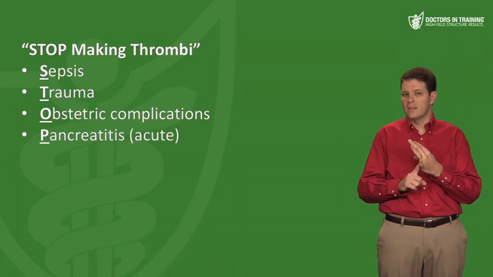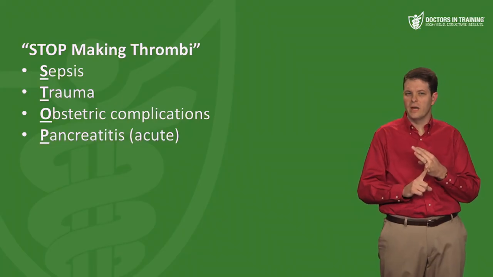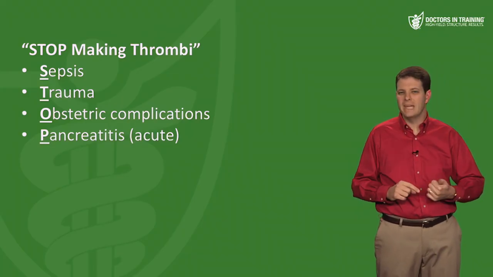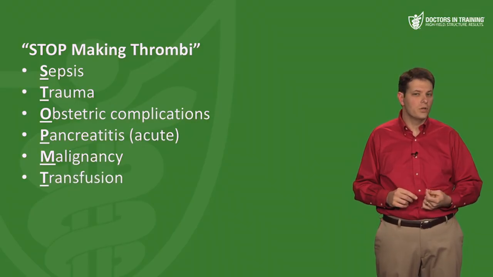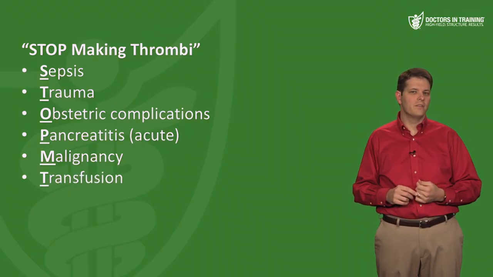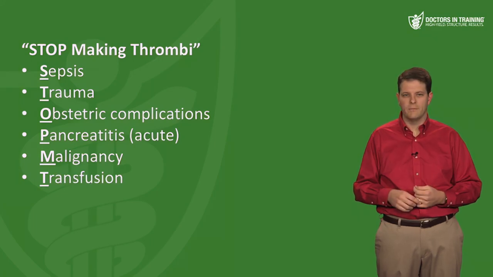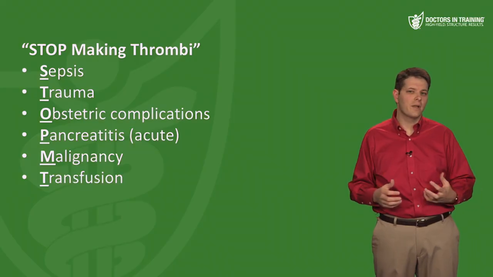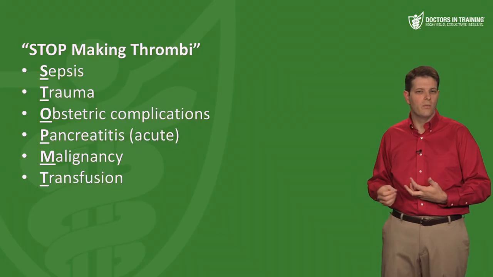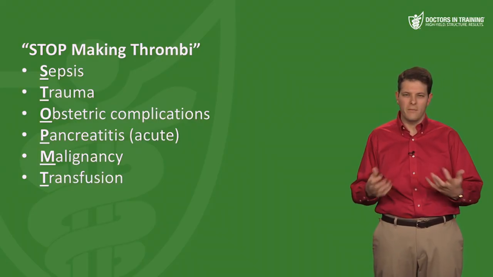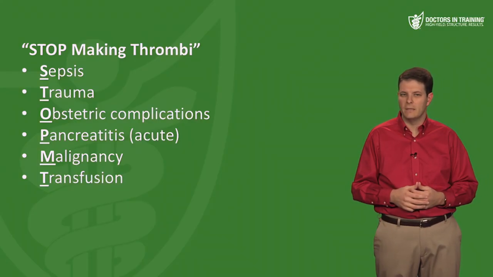Acute pancreatitis can cause DIC, so the P is for pancreatitis. And then the M in making is for malignancy, and the T in thrombi is for transfusion. So definitely know those causes of DIC. Stop making thrombi. Again, I love it when a mnemonic is linked to the subject you're learning. Now, for years, this mnemonic has been taught as stop making new thrombi, where that N in new was supposed to stand for nephrotic syndrome, but I haven't been able to find any good data to back that up.